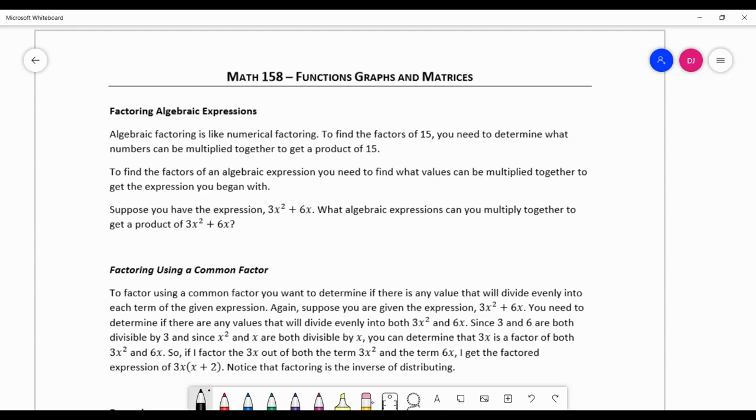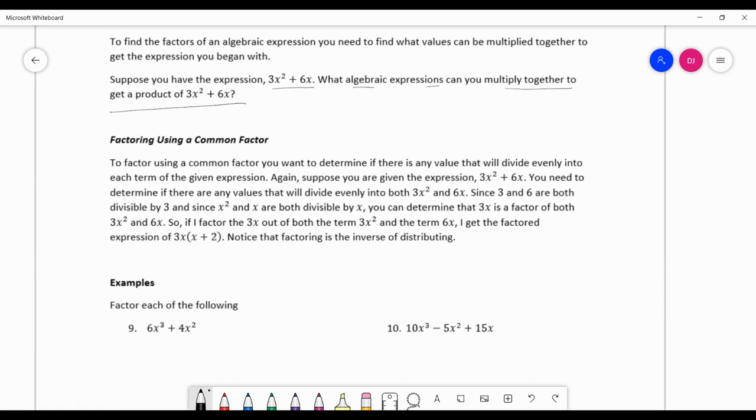Suppose we have the expression 3x squared plus 6x. The question is going to be, what algebraic expressions can you multiply together to get a product of 3x squared plus 6x? In other words, what factor is common to both 3x squared and 6x? Well, you'll notice I can factor a 3x out of each of those, right? So 3x squared plus 6x, they both have a 3x in common. From the 3x squared, I can divide out that 3x and I'd be left with x.